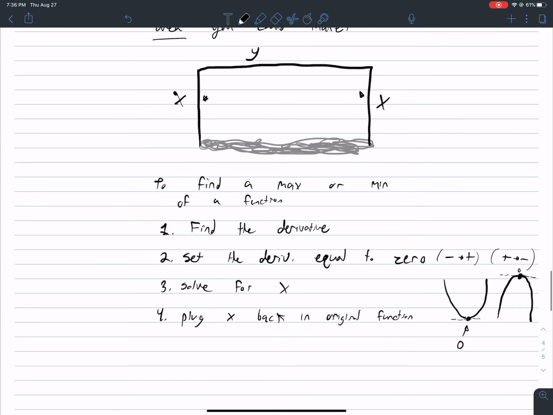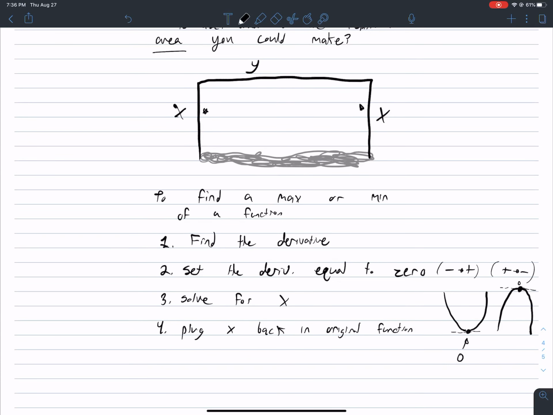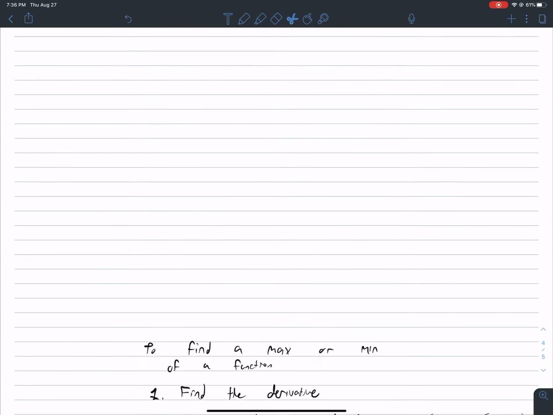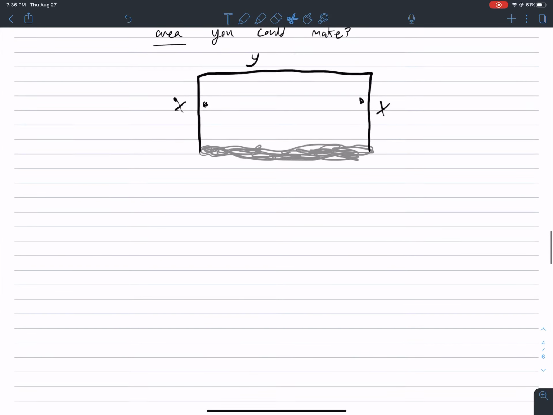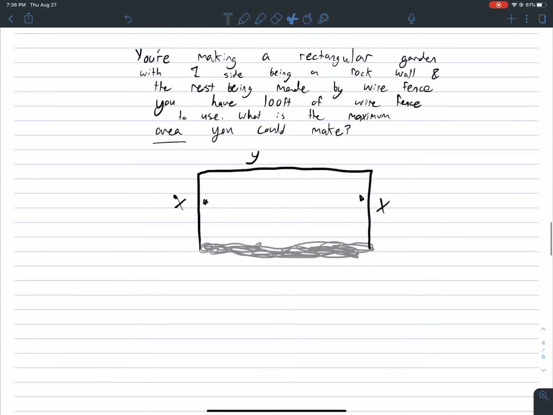So now that I've explained it, I'm going to move this all away, move it down, and now I'm going to start working on the problem. So we're trying to find the maximum area, right? To find the maximum or minimum of something, you take the derivative of it. So we have to make the area into a function.